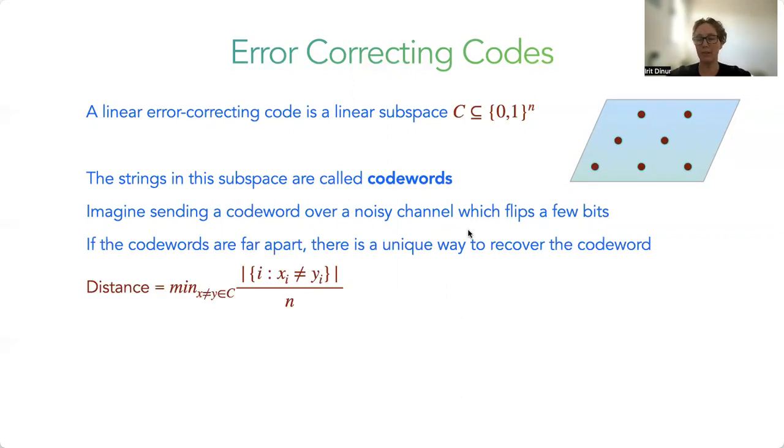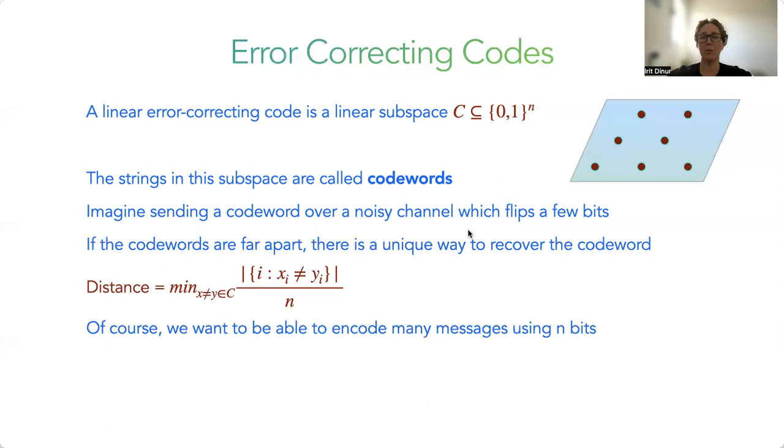The parameter that is in charge of this is called the distance parameter, and it's the minimum distance between two different code words. So we take the minimum over all pairs x, y in the code, and you measure how many coordinates x_i is different from y_i, and we normalize by n. So it's a number between 0 and 1.